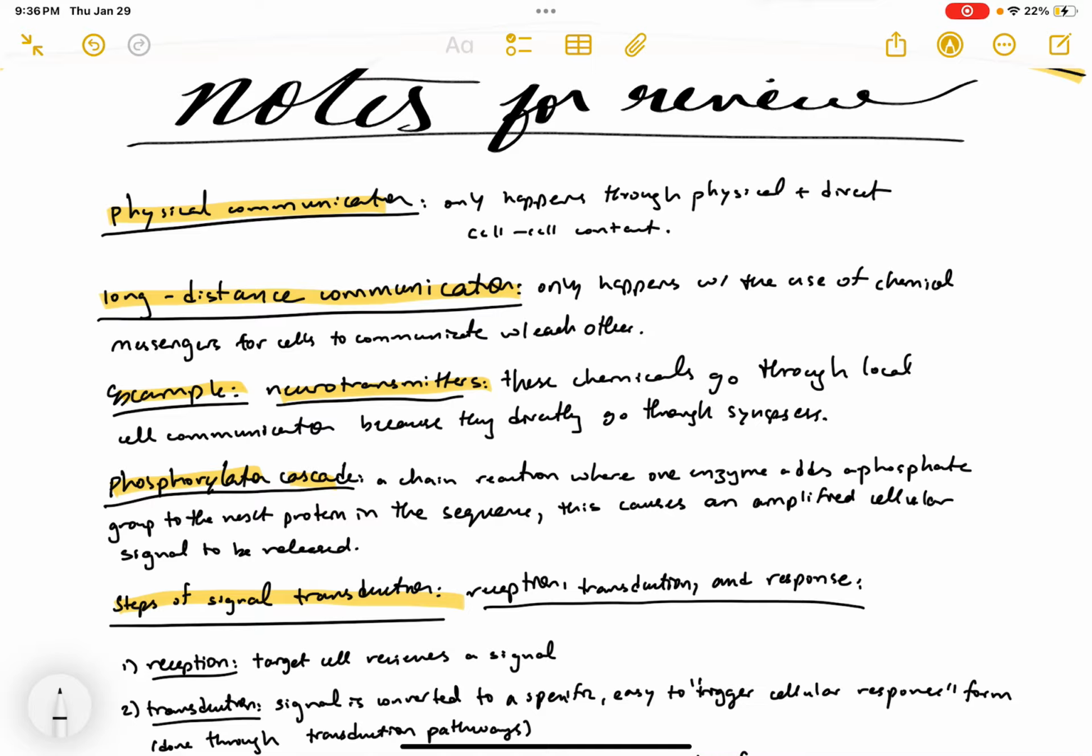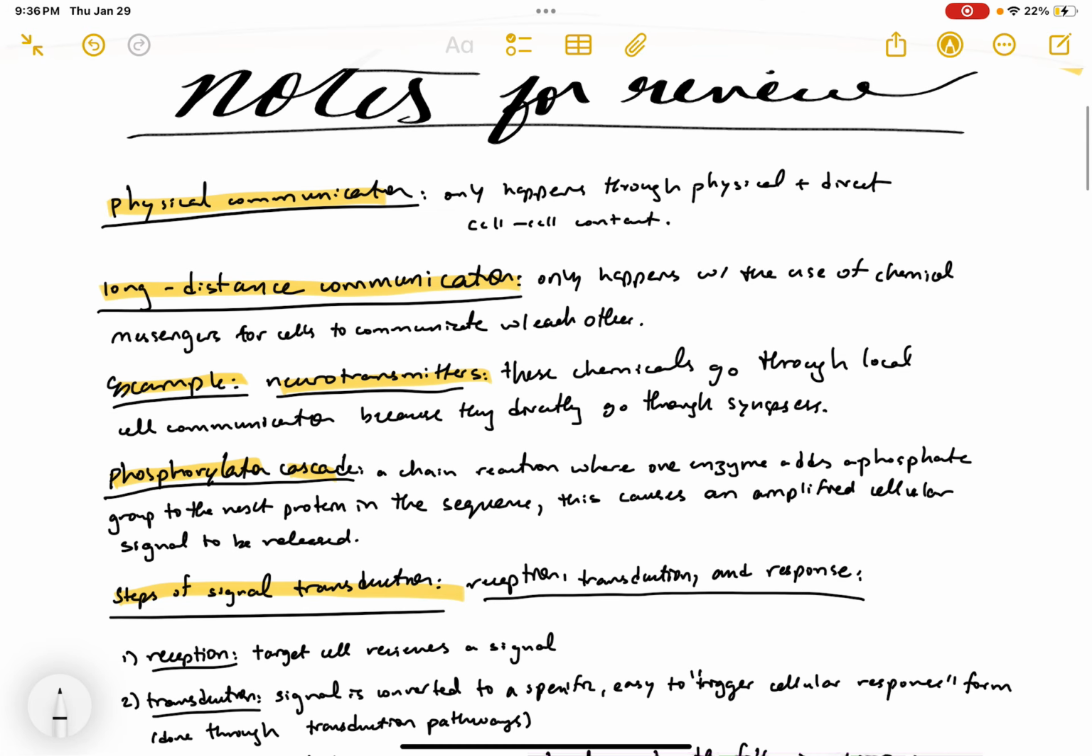So secondly, with transduction, what happens is the signal is converted to a specific, easy to trigger cellular response form, which is usually done through transduction pathways. So you can see with an example like acetylcholine or other transmitters or other chemicals as they go through different pathways to be received by target cells and to release a response.